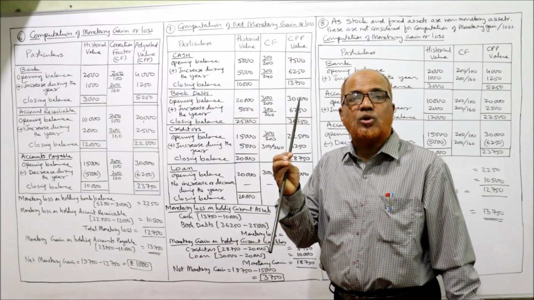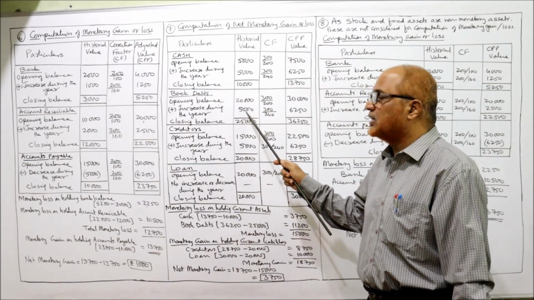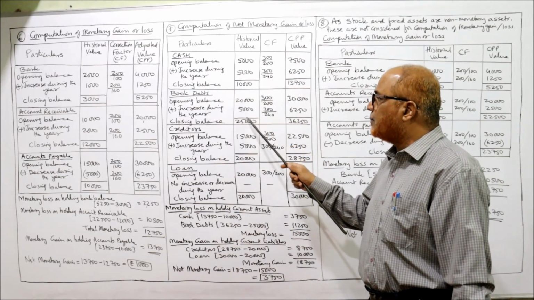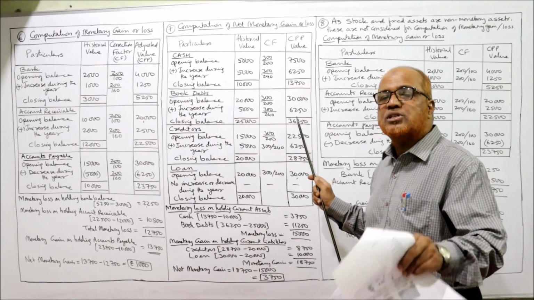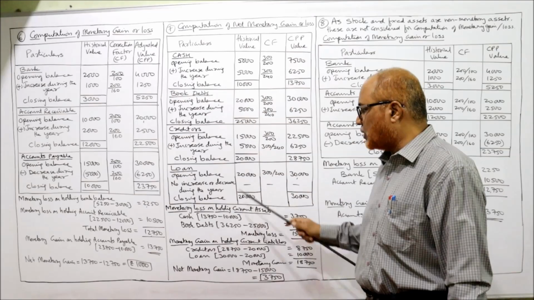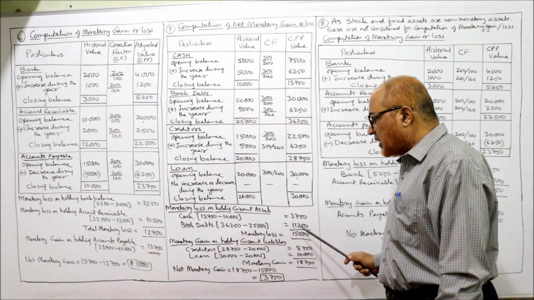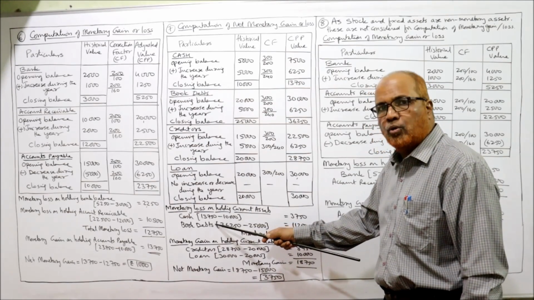So 5,000 rupees book debts increased during the year. Increased during the year 5,000 into 300 by 240, 6,250. Add up, closing 25,000 or 36,750. So how much is the loss on holding book debts? 36,250 minus 25,000, we'll get 11,250. So total monetary loss is 15,000 on holding cash and book debts.